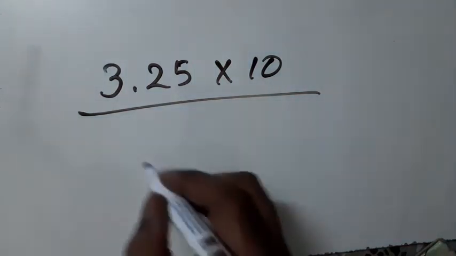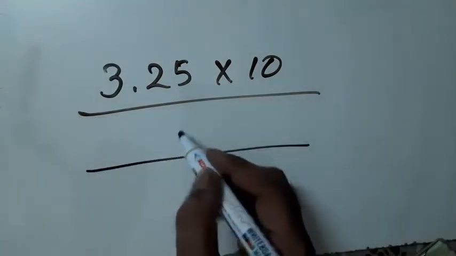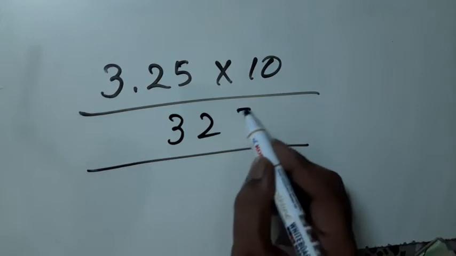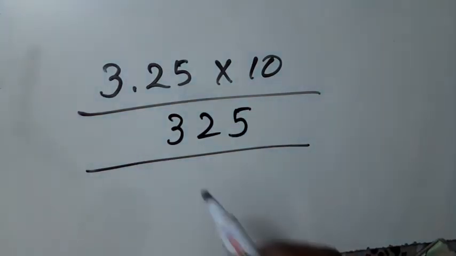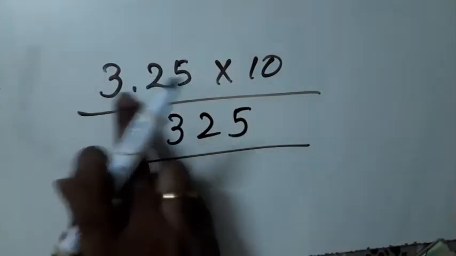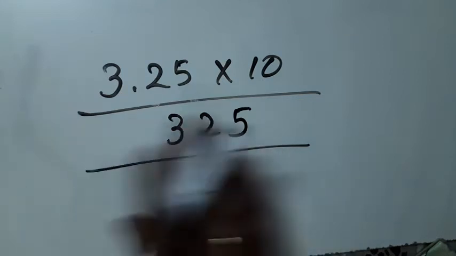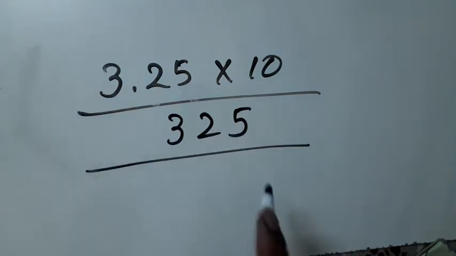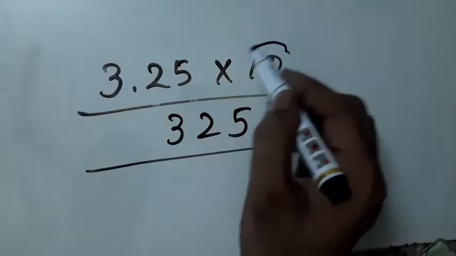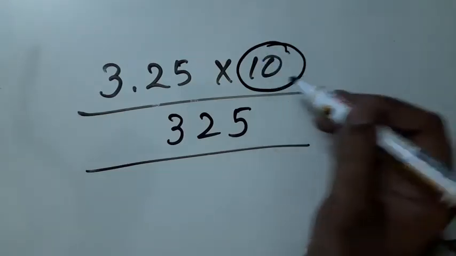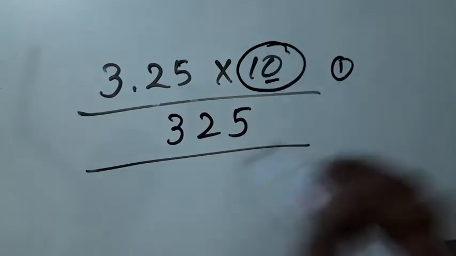Now here what you have to do, first write down the number as it is without the point. So if I take out the point, we will get 325, it is written as it is. After that, we have to count the number of zeros in this one. So here how many zeros are there? Here we have only one zero.